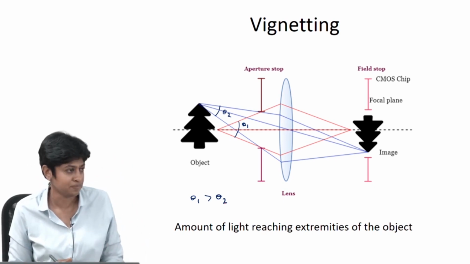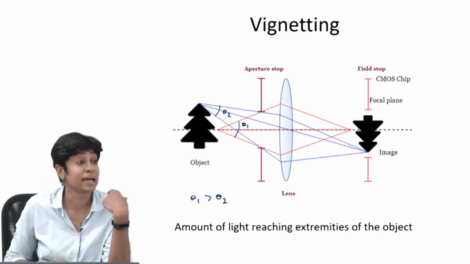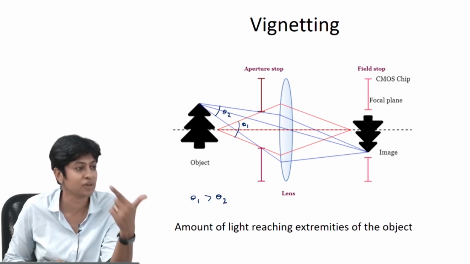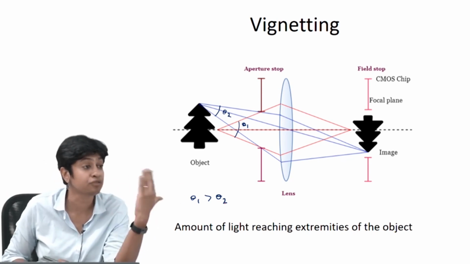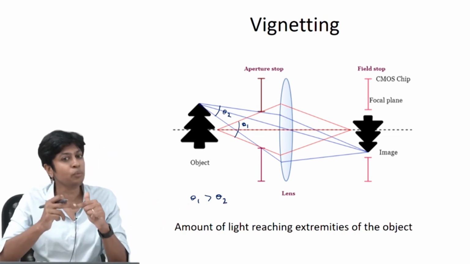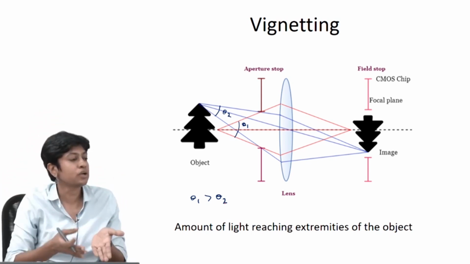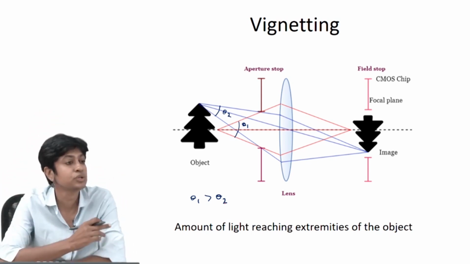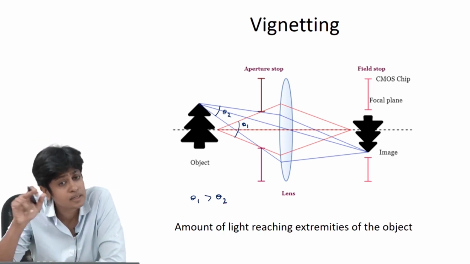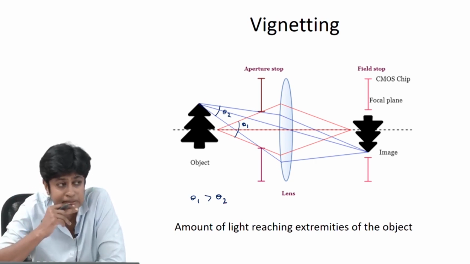It's not the same. The point on the axis gives me the maximum size. So theta 1 is the largest cone of light that will travel from any point on the object to the image. As I go away from the axial point, the cone goes on reducing, and the smallest cone is going to be at the extremity of the object. What does that mean for the image? How is this going to affect the image?